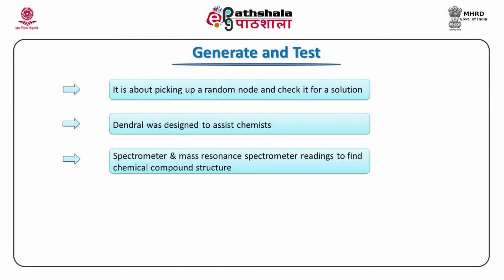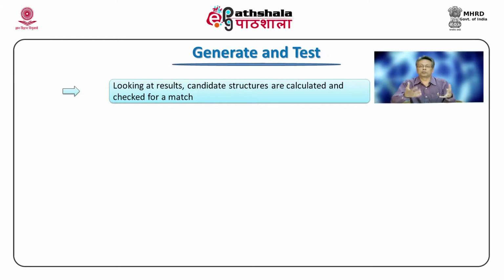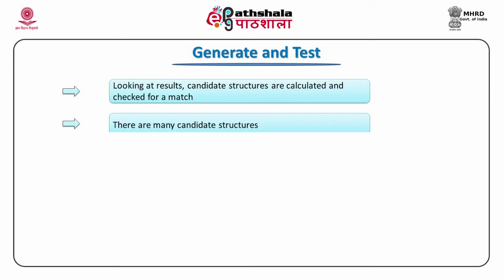These two things come in as input to Dendral, and what Dendral does is look at the input and try to figure out the chemical compound structure. Looking at the results, the candidate structures are calculated and checked for a match. What are the possible candidates, it will look at them and check which ones match. The output of Dendral is a small set of states which match. And there are many candidate structures. In some cases it goes beyond a million.